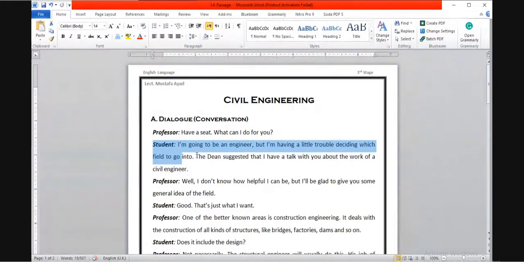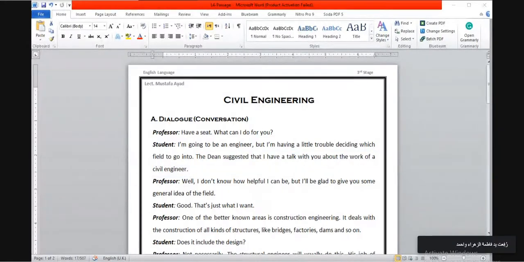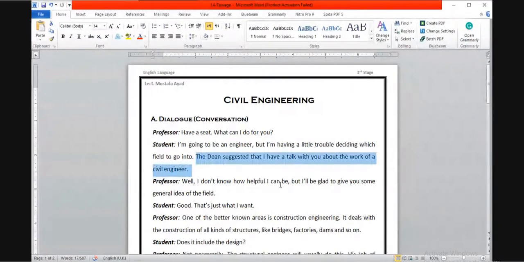Now, who would like to continue reading and to read the second sentence? Yes, we need someone else, not Fatma, not Ahmed. Oh, we have Dua Ayad. Yes, Dua? Yes, sir. Dua, which class are you? From class C. Okay, Dua, you can read, please. The dean suggests that I have a talk with you about the work of a civil engineer.